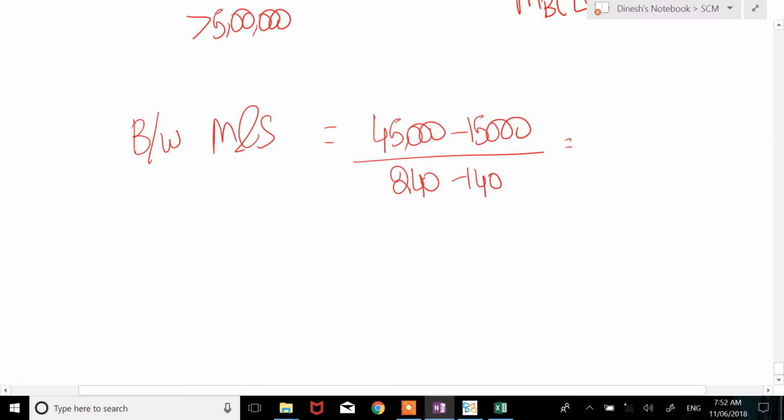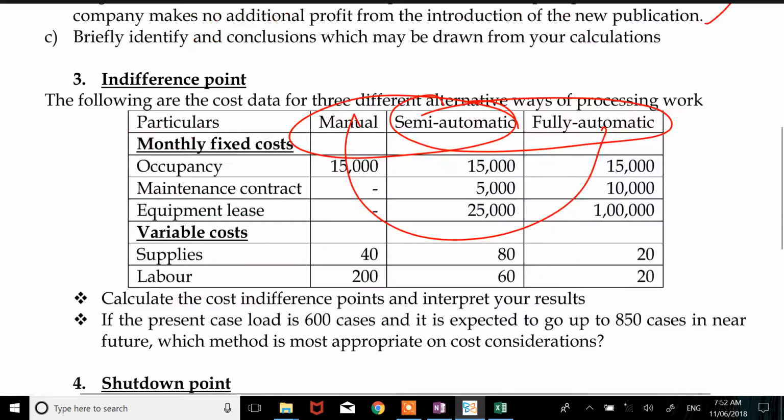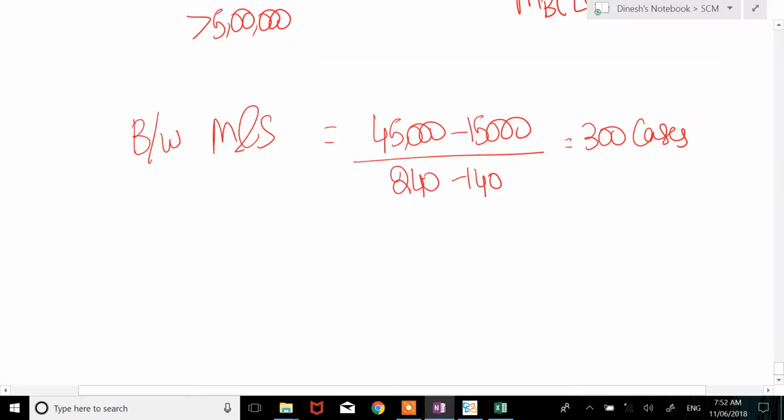Even if you do 140 minus 240, it doesn't make any difference, because I want an answer which is without any sign. Change means just the difference: 240 minus 140, so this is 300 cases. It's being measured in terms of cases, so 300 cases.